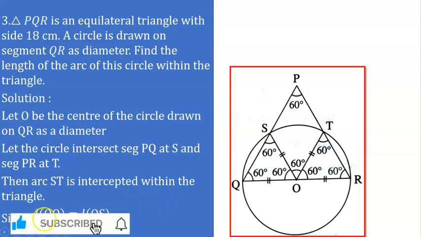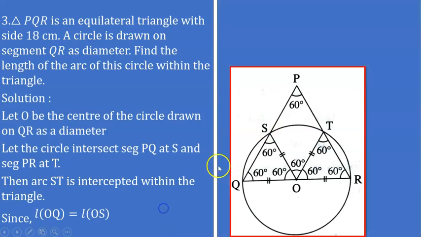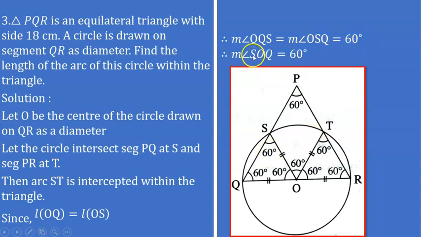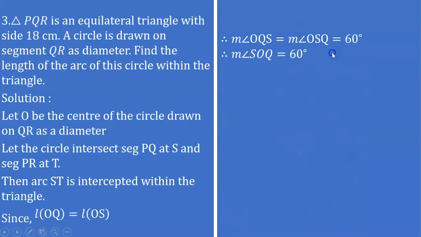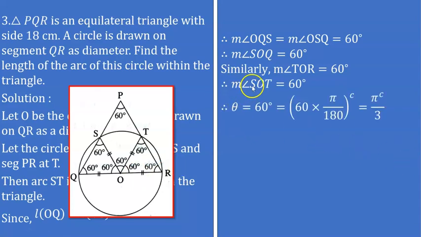Since the length of OQ is equal to the length of OS, therefore the measure of angle OQS is equal to the measure of angle OSQ, which is equal to 60 degree. Therefore, the measure of angle SOQ is equal to 60 degree. I just explained it. Now, next. Similarly, the measure of angle TOR is equal to 60 degree. And hence, the measure of angle SOT is equal to 60 degree.